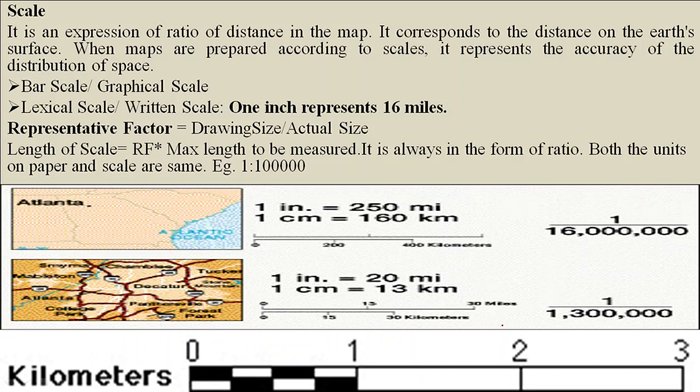Let's learn about scales in detail. There are three different types of scales. These represent the accuracy of the distribution of space. The first one is the bar scale, or graphical scale.